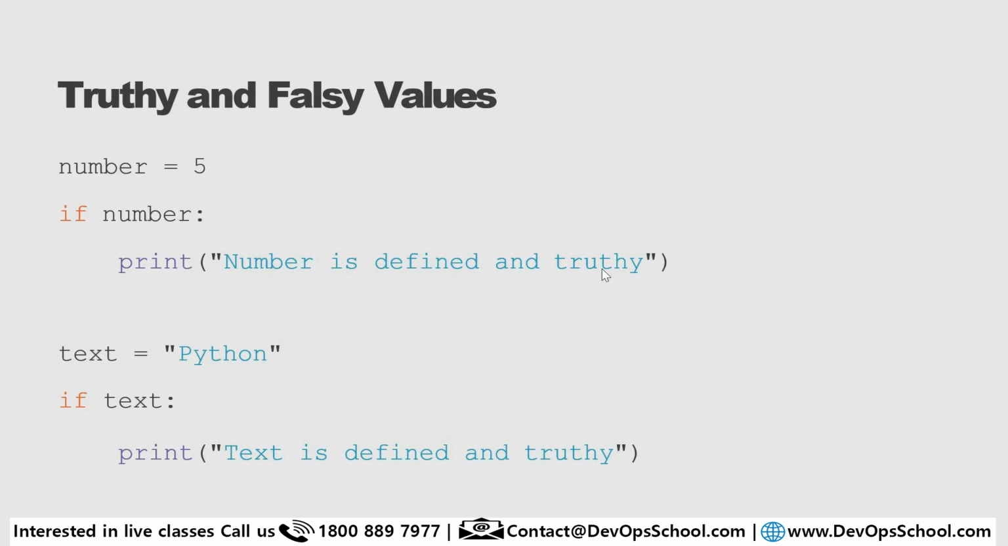So here, if number means you are trying to test if number is defined or not, whether it's empty or non-empty. It's defined, of course. So here it will print number is defined and truthy. Here text is equal to Python. Here it says if text is defined, then print text is defined and truthy.